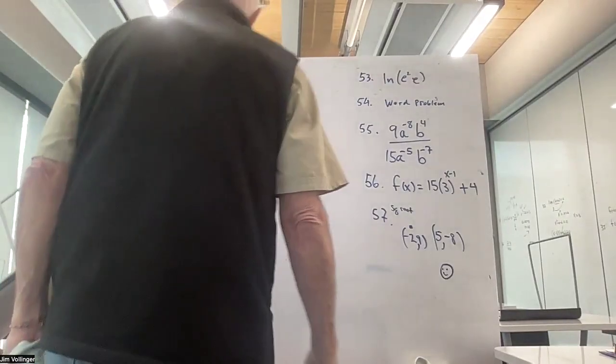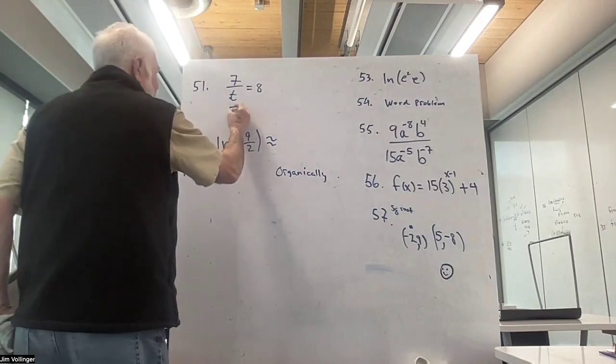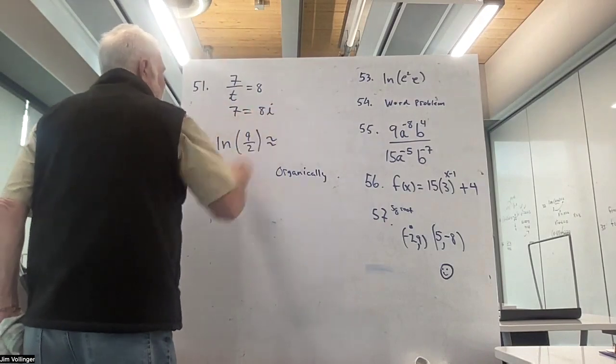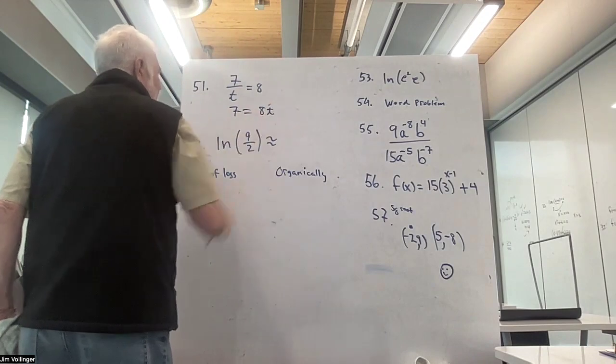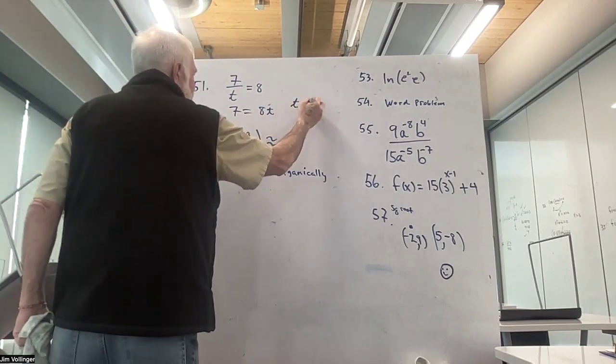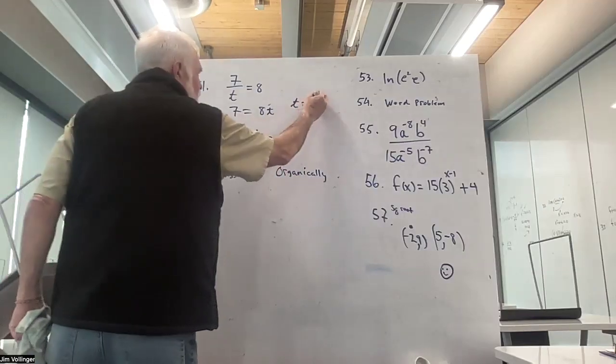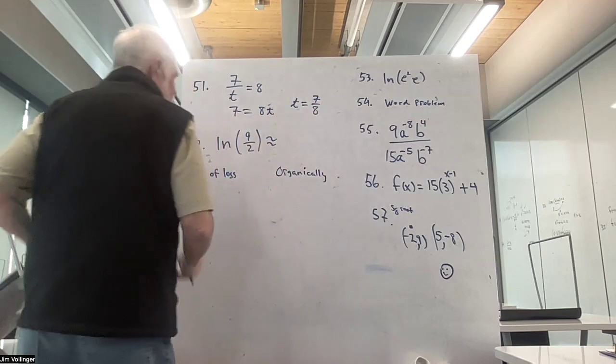And let's do these. Why I asked this, I don't know. I hope people would move the t to the right. All right, and then divide by 8. So t equals 7/8.